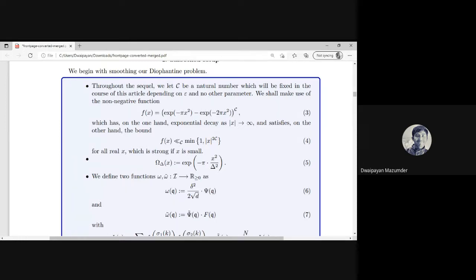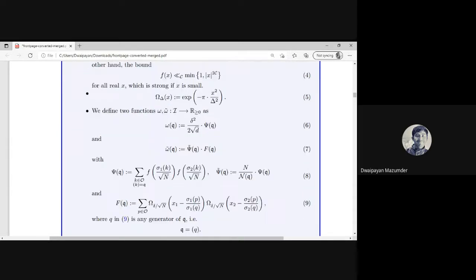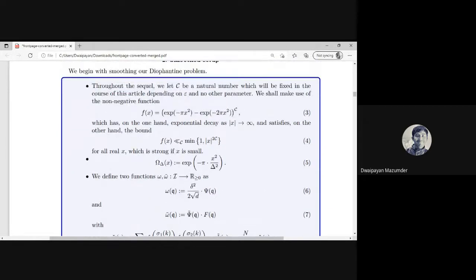Due to the case of infinitude of units, there is a little bit of trouble. We are therefore shifting this summation to these ideals. This will be clear as we proceed. So throughout the sequel, let c be a natural number, which will be fixed in the course of this article. We will later choose c properly to have a bound.